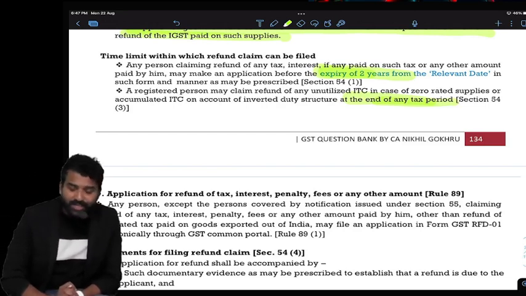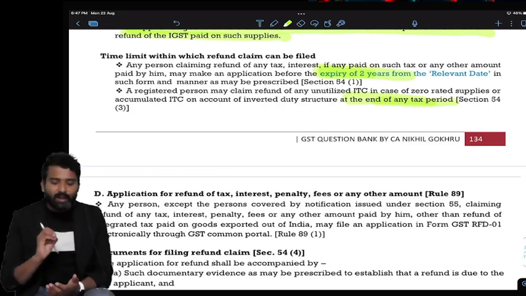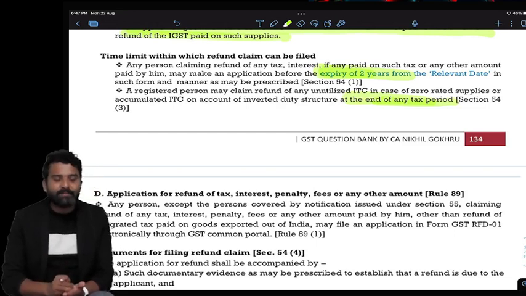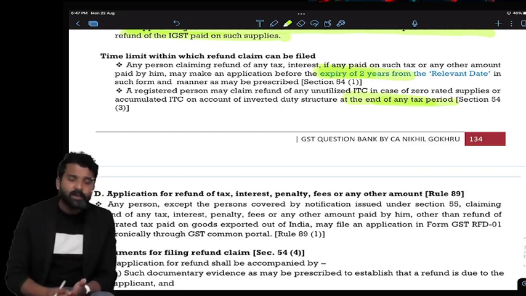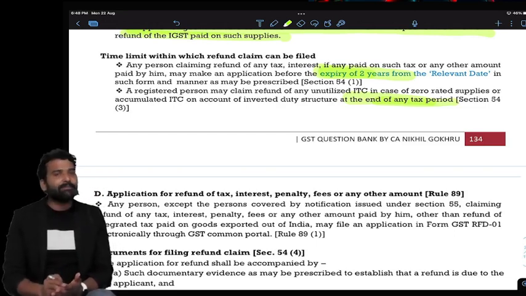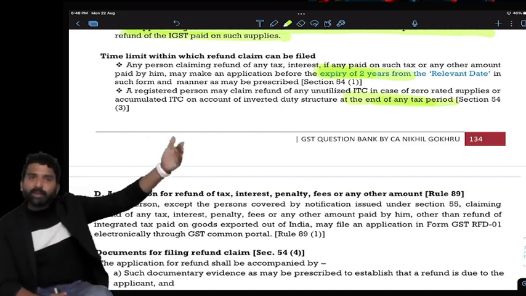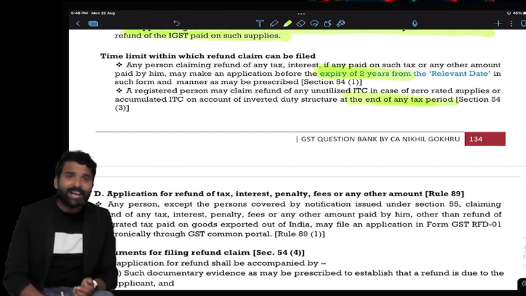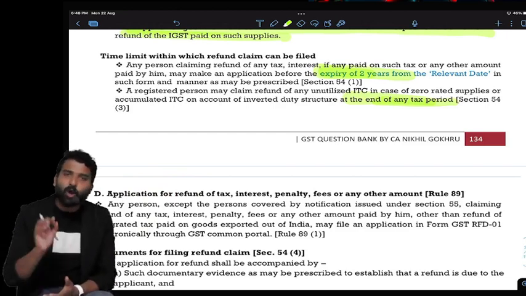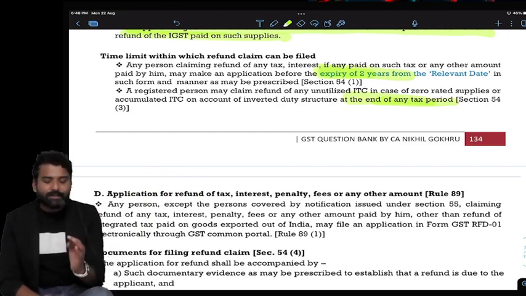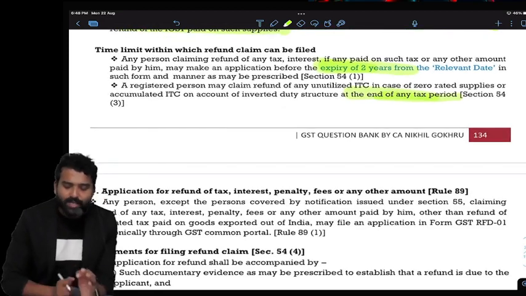Yes, within 2 years. So in that case, after the end of the tax period, I can claim refund for unutilized ITC. In all the other cases, I can claim refund within 2 years from the relevant date. That relevant date will be the payment of tax, the day on which I have paid the tax. Some other cases as well. The normal time period we have to remember: for claiming GST refund, the time limit is 2 years.